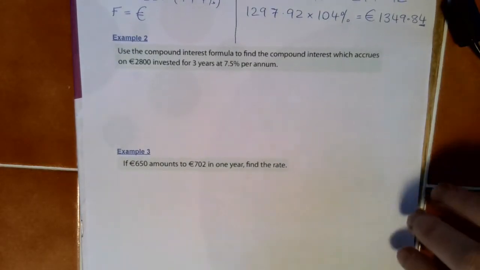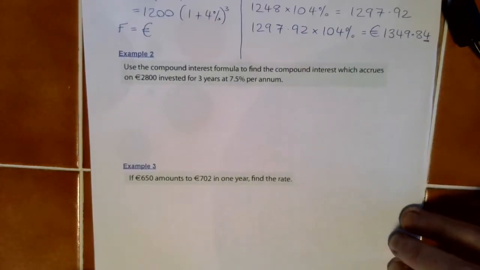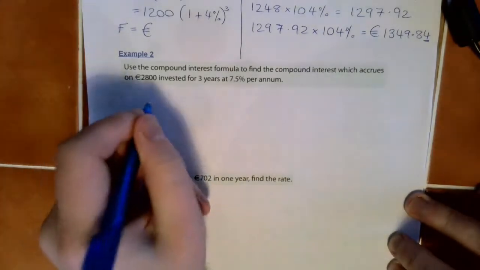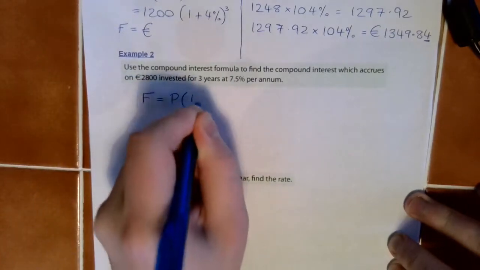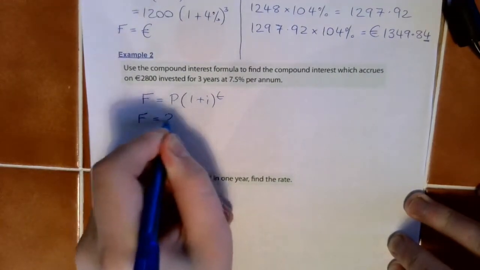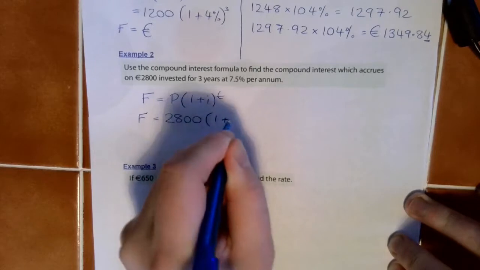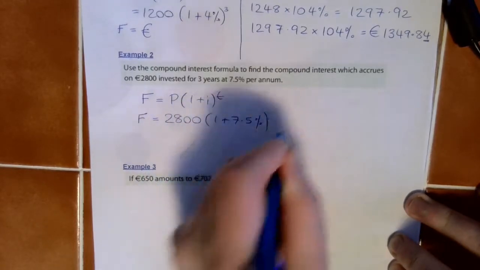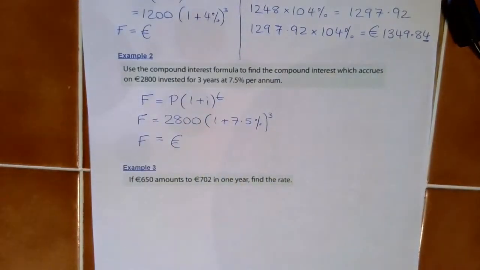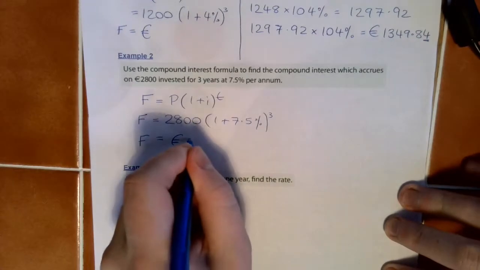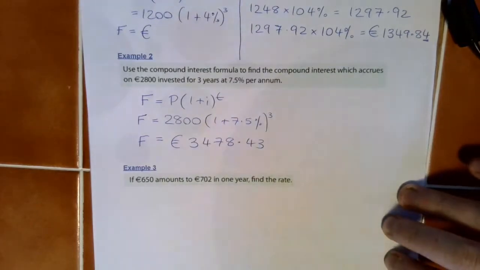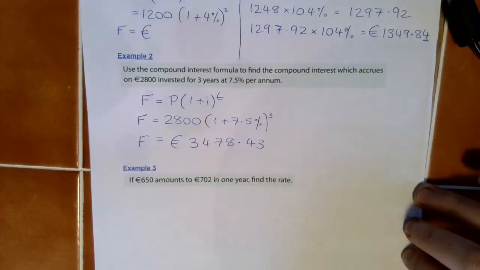Now this time it tells you to use the compound interest formula to find the compound interest, which occurs for €2,800 invested for 3 years at 7.5% per year. So it's going to be F is equal to P(1 + r)^T, and you're going to fill the values into the formula. €2,800 is what's invested. The interest rate is 7.5% and the time in years is 3 years. And all you need to do is put that into the calculator and it will give you your answer back. And you'll see that your answer is 3,478.43. And again, since it's money, just make sure you round it to 2 decimal places.